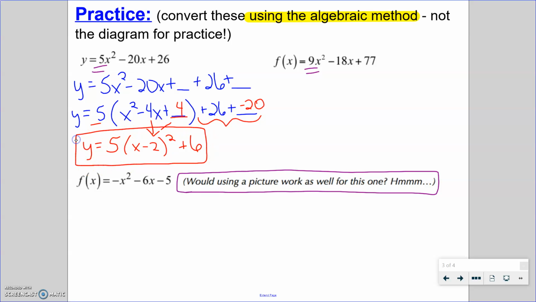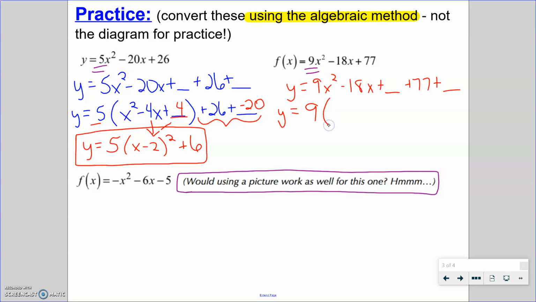Remember, you can also do this using the diagram, so if you want to practice that at this point in time, you totally can, just to see if you're doing all right. Okay, second one, same thing. Separate the first 2 terms from the last with those blanks, and then take the 9 out of the way.